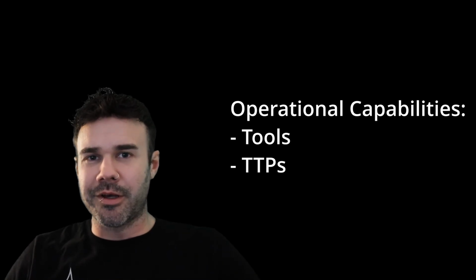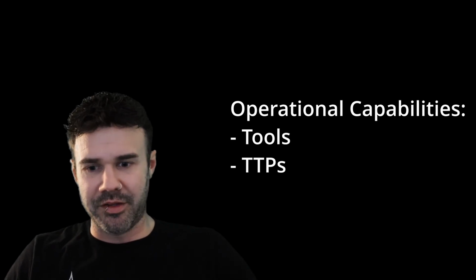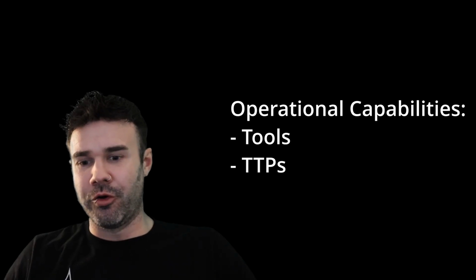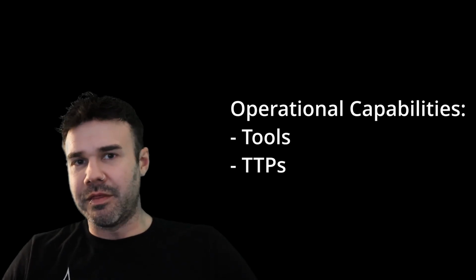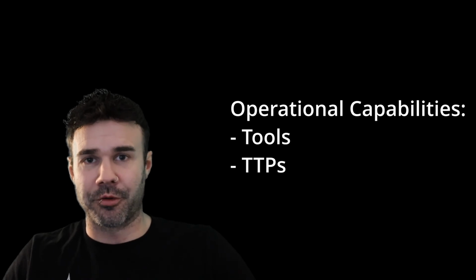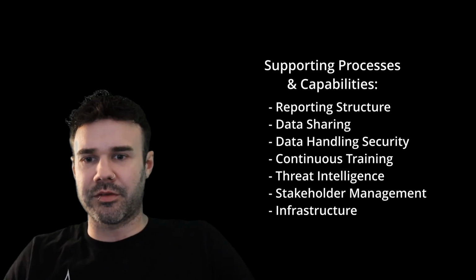And you can probably already start to see some relationships here between personnel and the operational capabilities. The developers who will be working on tools, the on-keyboard personnel who will be utilizing the TTPs, these all have relationships and match up in some way. And you'll see that more as your team grows. With that, let's move into the third and largest category, supporting processes and capabilities.